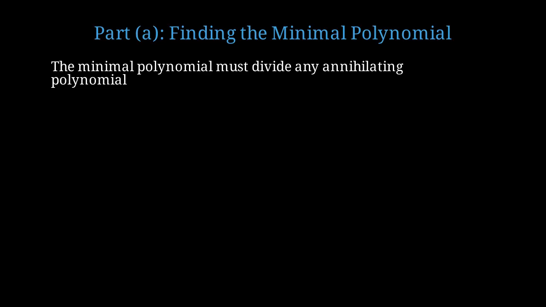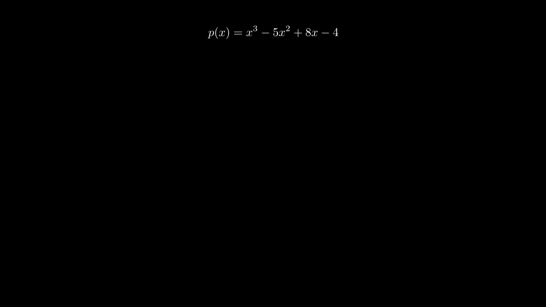Now let's find the minimal polynomial of A. The minimal polynomial is the monic polynomial of smallest degree that annihilates A, and it must divide any other annihilating polynomial. Our first step is to factor the given polynomial. Let's factor x cubed minus 5x squared plus 8x minus 4.